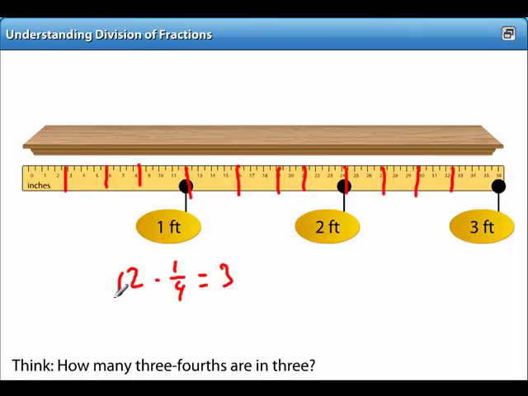12 times, and remember we can write this as a fraction over 1. 12 divided by 1 equals 12. 12 times 1 equals, I'll write this in blue since we already have an answer here, equals 12. 1 times 4 equals 4, so 12 divided by 4 equals 3 feet. So let's continue on with the lesson and see what we can find out.